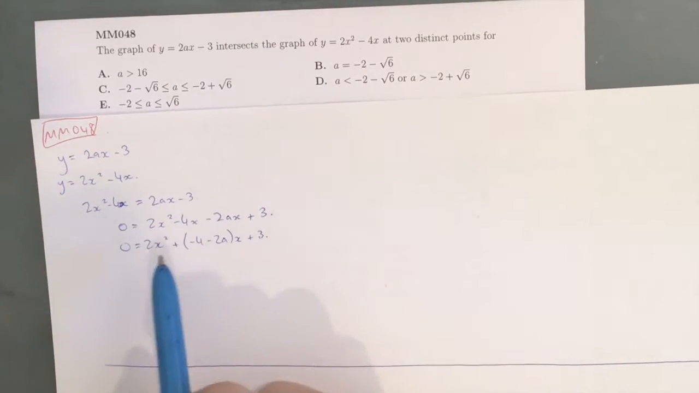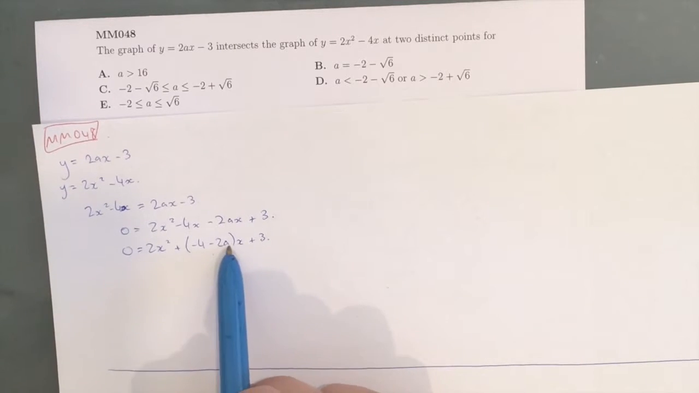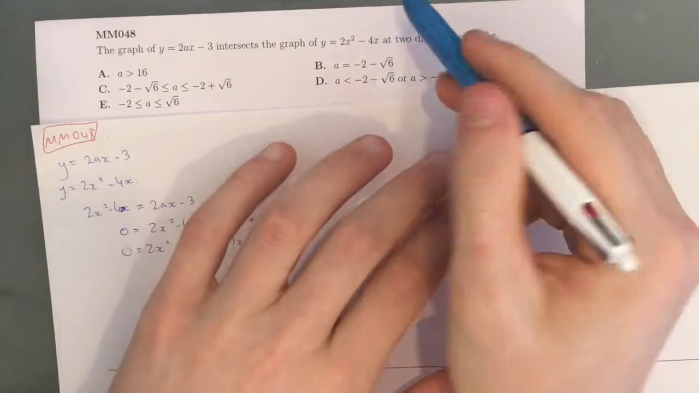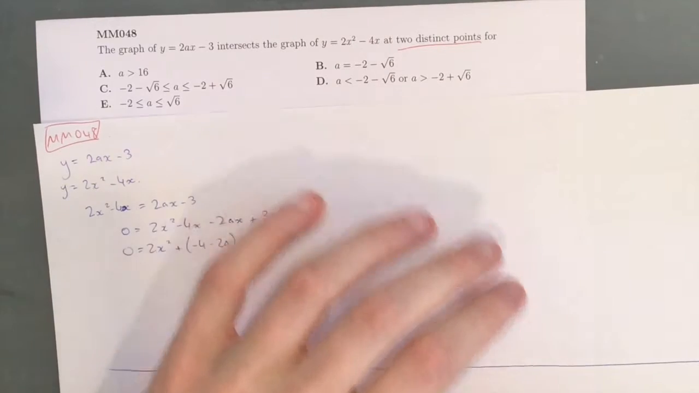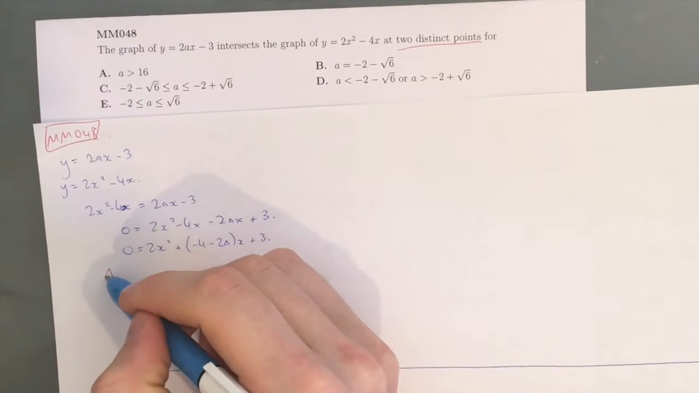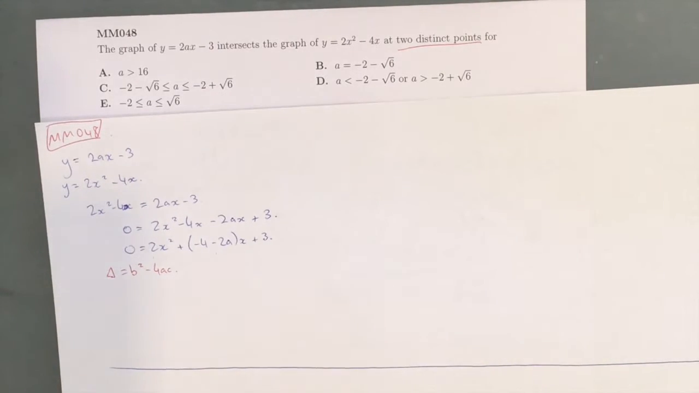So now we've got it in the form ax² + bx + c, where a is 2, b is this section here, and c is 3. So how do we actually work out when we have two distinct points of intersection? We have to use the discriminant here. The discriminant is equal to b² - 4ac, and this is the part under the square root in the quadratic formula.